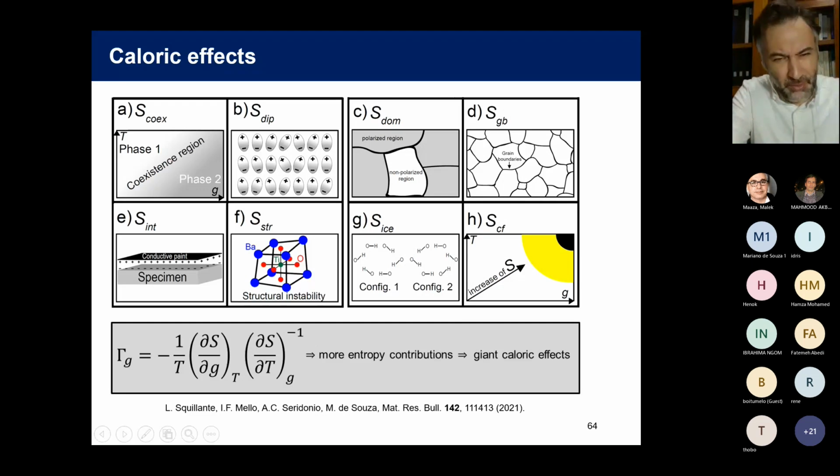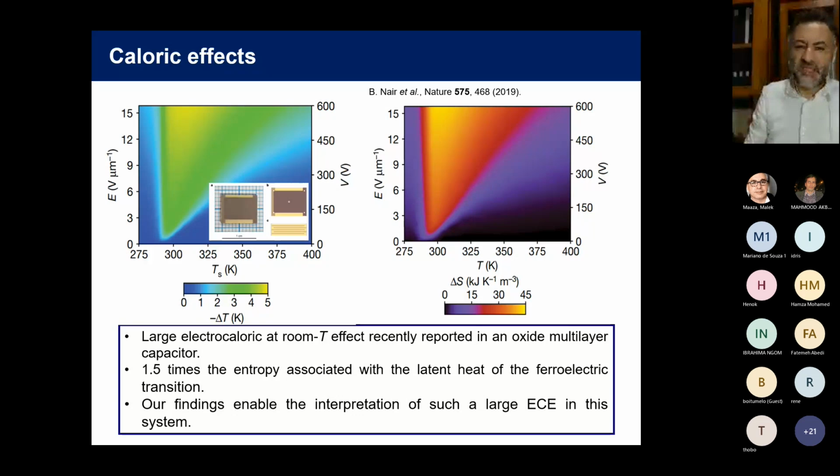We like this paper very much because we provided the key ingredients to maximize caloric effects, starting from very basic physics. Eventually, we propose technological applications.